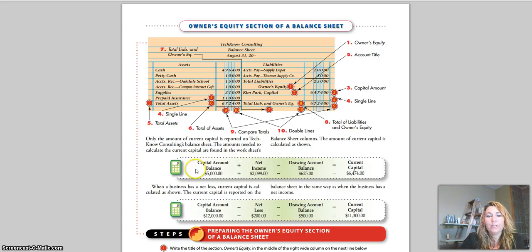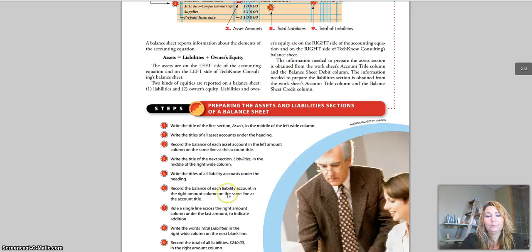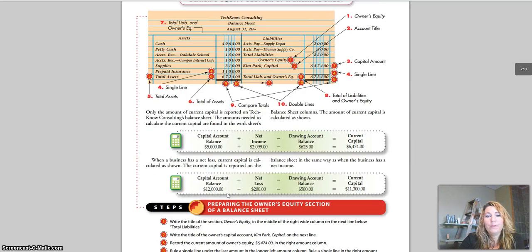So here's the formula down here. You're going to take your capital account balance of $5,000 plus any net income, and we know our net income because it's listed right here on our balance sheet. And then we're going to subtract out whatever we've taken out of drawing because we already took this money, so that's not in our business anymore. So now we know that our current capital is $6,474, and that is the amount that we're going to list on our balance sheet.